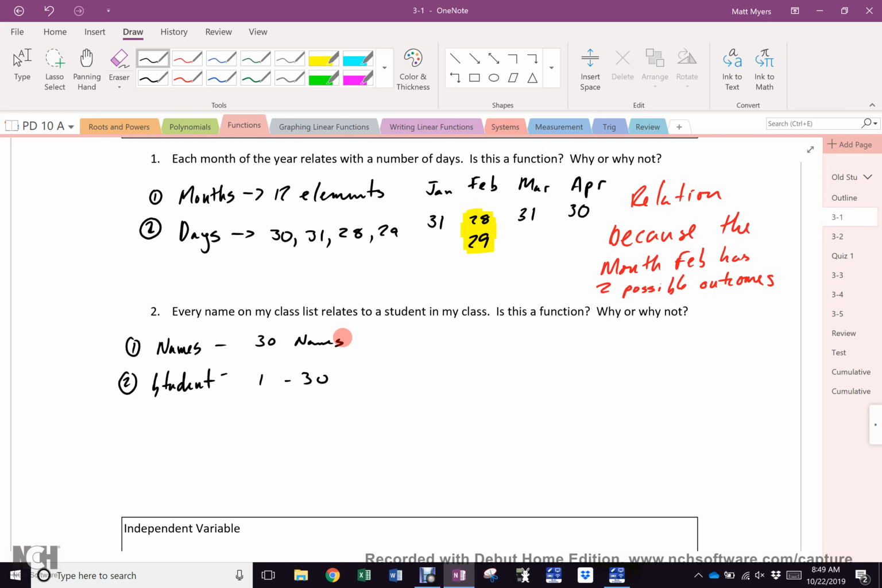If I go by first name, is this a function? No. Yes. Why? Because no one's name is the same. If I go by last name only, is this a function? No. In this case, no. Why? Because there's three Gills, there's two Auroras. I'm saying that wrong, but it won't work, will it? If I go by first and last name, does it work?